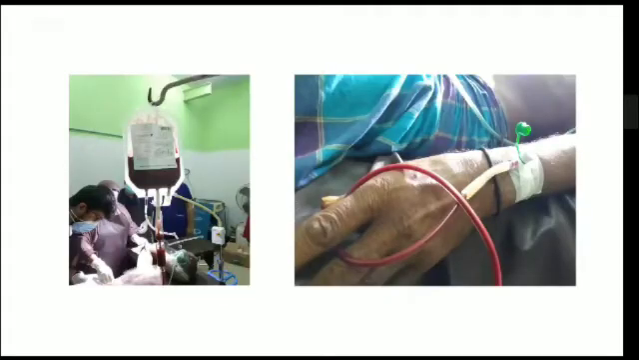Now another 2 pictures are shown in my slide. In the left picture, we are showing the blood being given to the patient, and the right picture also shows the wide bore cannula, that is 18G, the green color. The patient is given blood for blood loss.